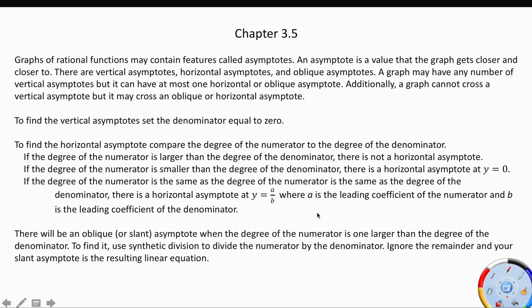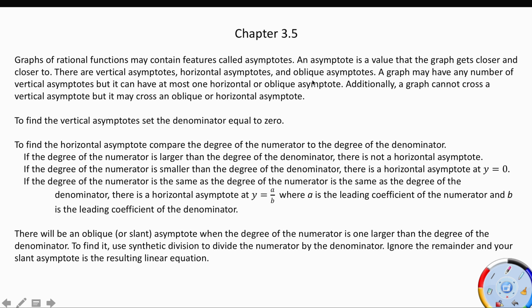Chapter 3.5, Rational Functions. Graphs of rational functions may contain features called asymptotes. An asymptote is a value that the graph gets closer and closer to. These features are what determine the end behavior of our rational functions. There are vertical asymptotes, horizontal asymptotes, and oblique, also called slant, asymptotes.